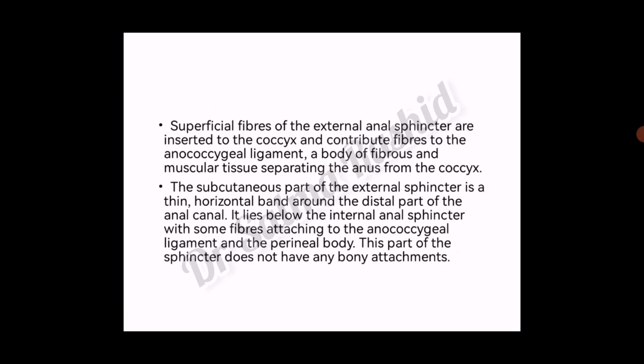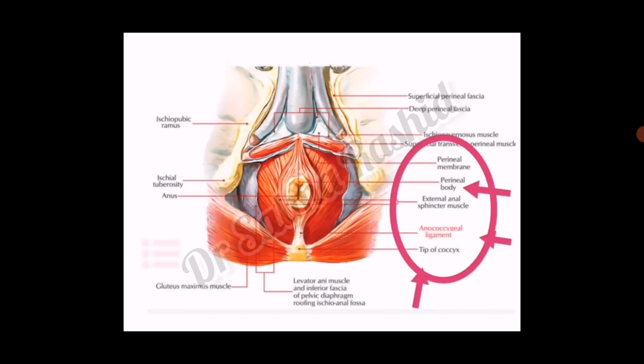Now, the superficial fibers of the external anal sphincters are inserted to the coccyx and contribute fibers to the anococcygeal ligament, a body of fibrous and muscular tissue separating the anus from the coccyx. Now, here you can see the external anal sphincter muscles. They insert on the tip of the coccyx, and they are forming a fibromuscular structure called anococcygeal ligament.